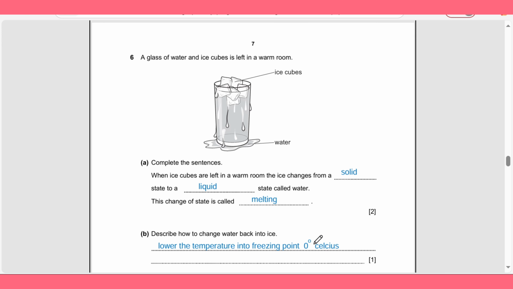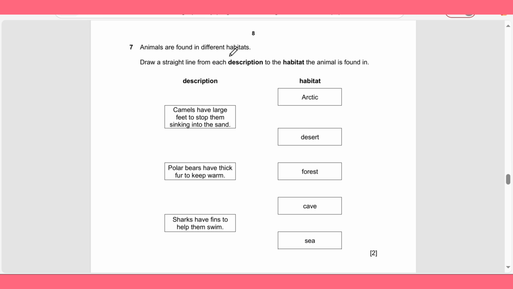Let's move on. 7. Animals are found in different habitats. Draw a straight line from each description to the habitat the animal is found in. Description: camels have large feet to stop them sinking into the sand. Polar bears have thick fur to keep warm. Sharks have fins to help them swim. Habitat: Arctic, desert, forest, cave, sea.